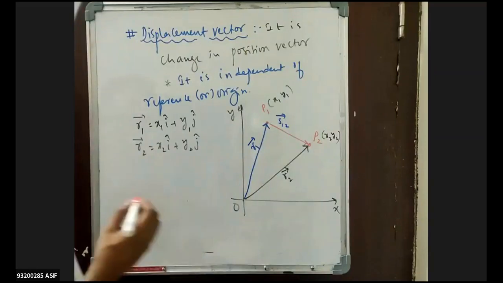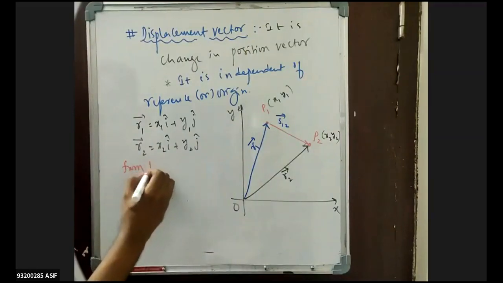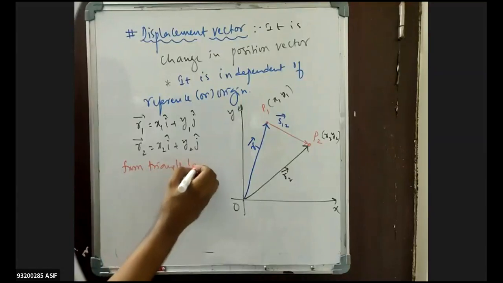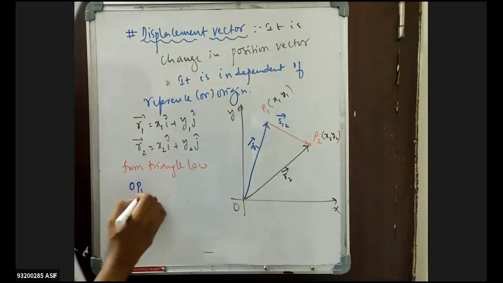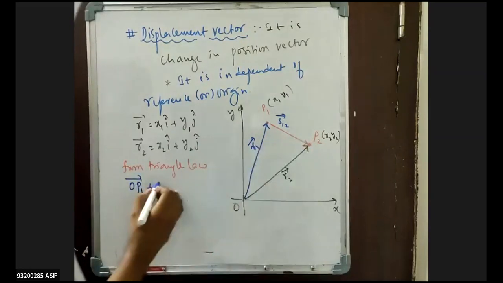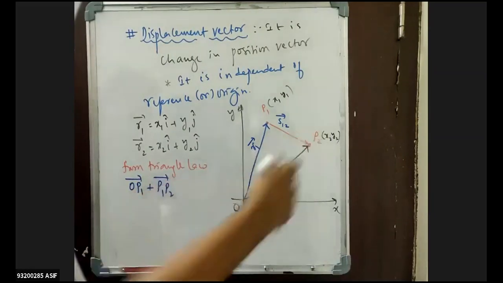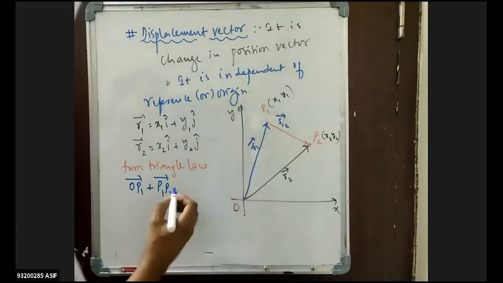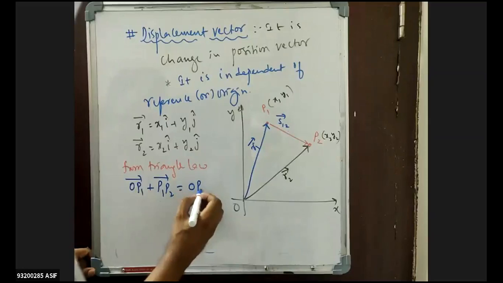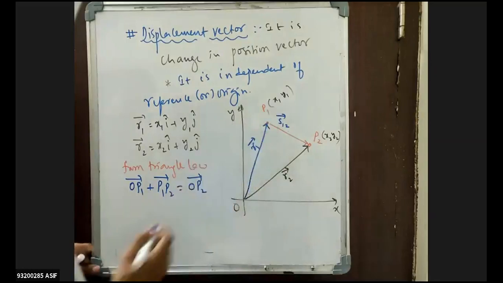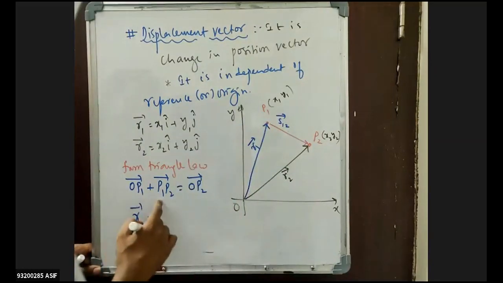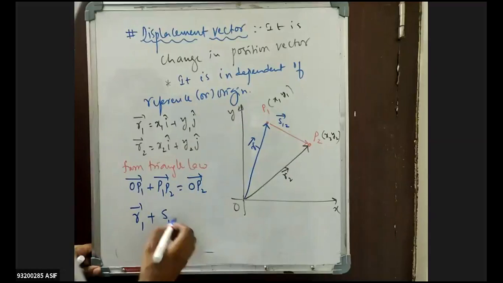Now from the triangle law, if I'm writing the given condition, what will be the relation right now, beta? O to P1, that is nothing but O P1 bar plus P1 P2 bar must be equal to the opposite resultant. That must be equal to your O P2 bar. O to P bar, I'm representing it by R1 bar, plus P1 to P2 is nothing but S1 to S2 bar, that is equal to O to P bar, which is nothing but R2 bar.